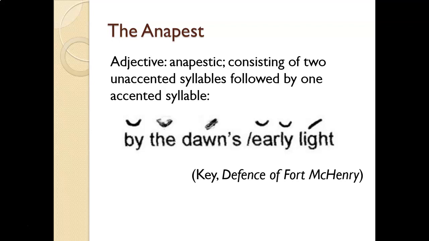So you have this example here: by the dawn's early light. By the dawn's early light. When you read it aloud, this is how you would read it, and the first two syllables are unstressed. "By" is unstressed, "the" is unstressed, and then the third one, "dawn", is stressed. So this meter is basically of three syllables where the first two are unstressed. Same goes for "early light".